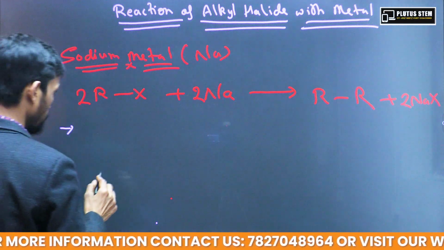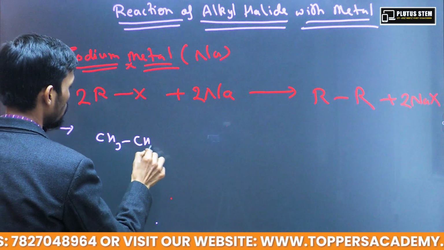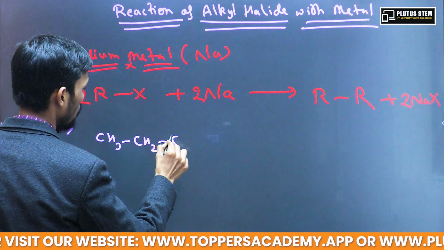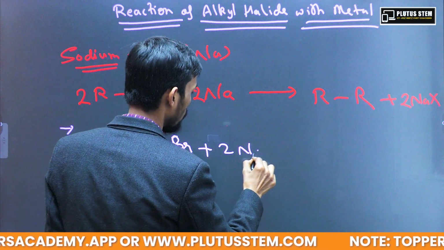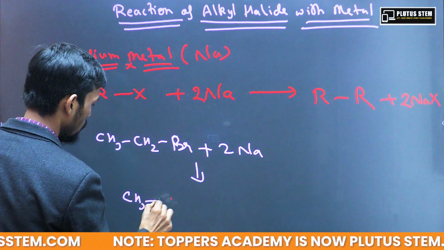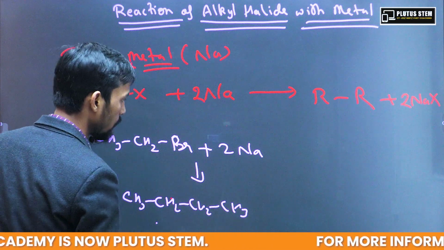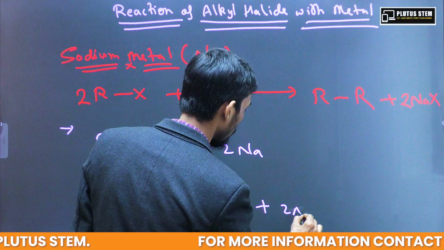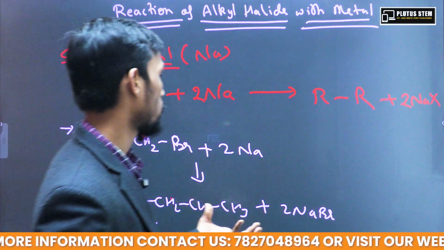If you take an example, CH3CH2Br plus 2Na, we are going to get the product CH3CH2CH2CH3 plus 2NaBr. How this reaction proceeds, that we are going to see over here.